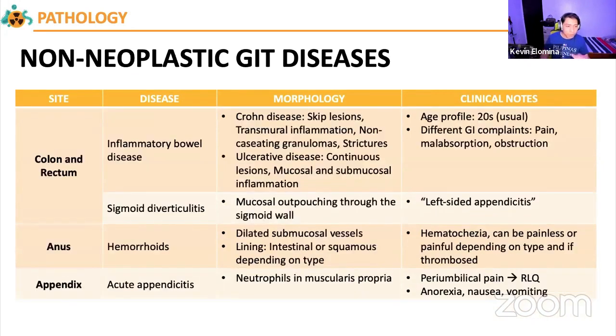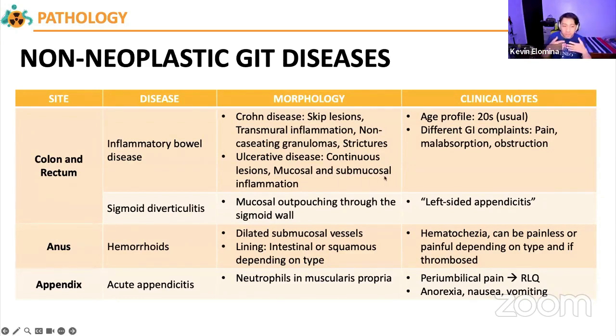Okay? And then for your inflammatory bowel disease, of course, your Crohn's and your ulcerative colitis. Remember yung Crohn's nyo, skip lesions, transmural inflammation, no? May non-caseating granulomas and maraming fibrosis. Okay? While your ulcerative, yun yung opposite niya.